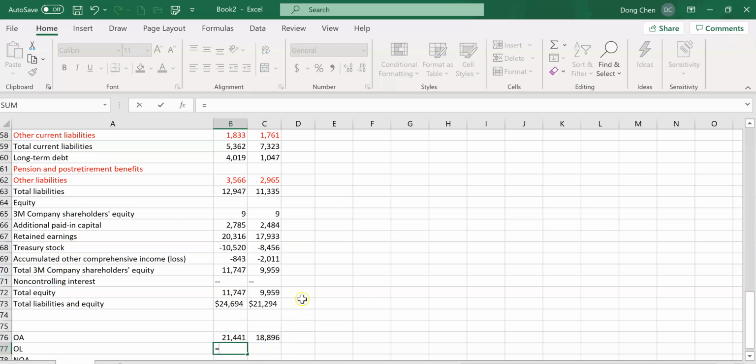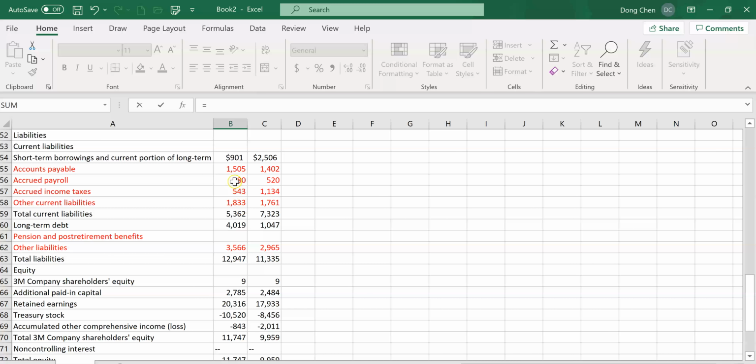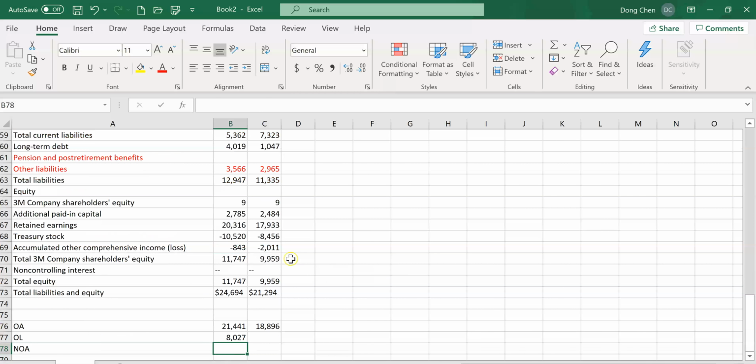Now operating liabilities. This is basically summing up all the items in red, which are the liabilities. So start from the accounts payable, and then accrued payroll, accrued income taxes, and other current liabilities, and then other liabilities. And there's no pension, so I didn't add that. And this is operating liabilities. Similarly, just move the calculation to the other year.